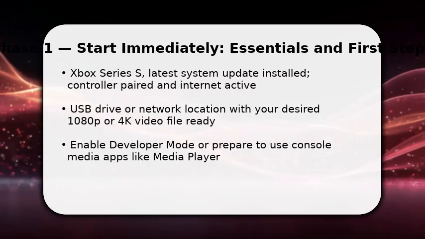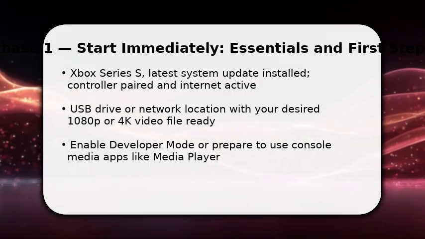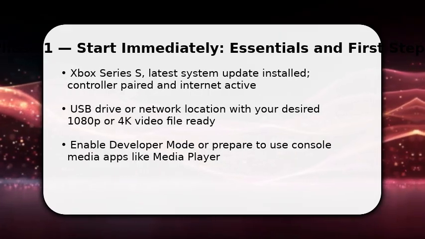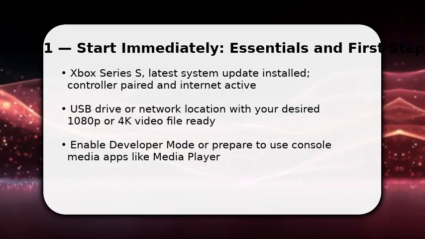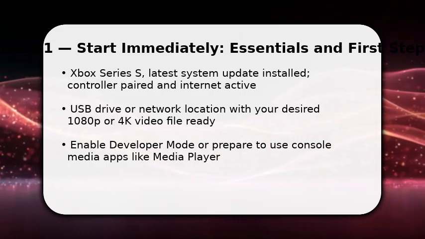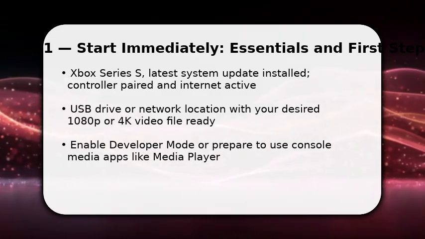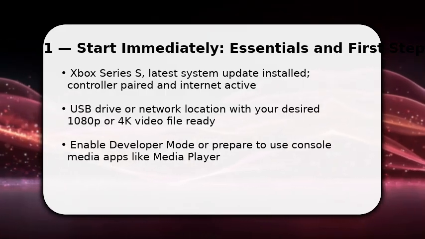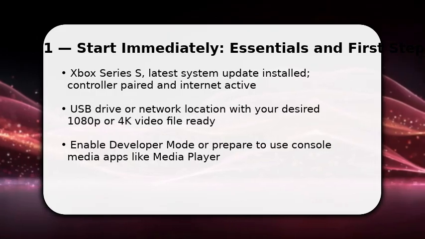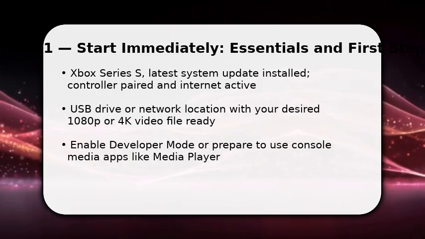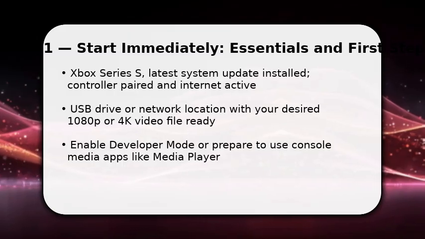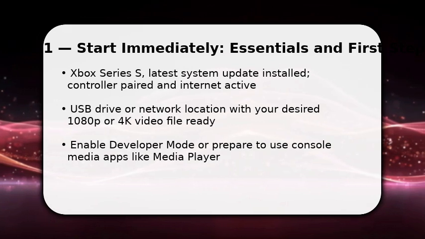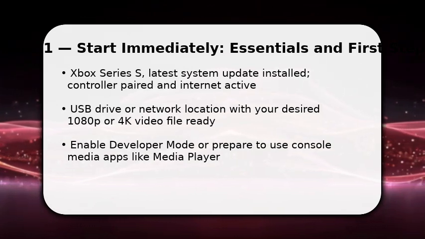You start by confirming the essentials: updated Xbox Series S, controller connected, and a stable internet connection. Next, pick a video file, 1080p or 4K works best, and place it on a USB drive or accessible network location. If you prefer deeper control, enable developer mode now, otherwise use the built-in media player app. Once done, launch the app and browse to your video. This gets you immediately into the file selection step, so you can convert it to a background.